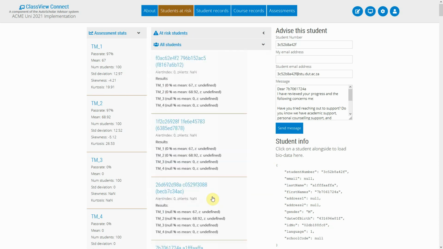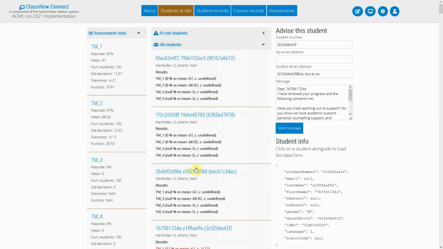You can also review all students in this class. So of course, ClassView Connect is looking at a specific course and a class in that course. And so you can view all the other students in that class and you can review their performance there. So these codes are the assessment codes, and you can see here the stats for each of those assessments. So in this course, it seems these two assessments are planned but not yet written. And so we have results for just the first two assessments.